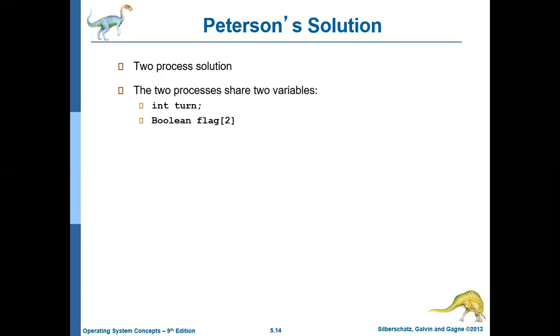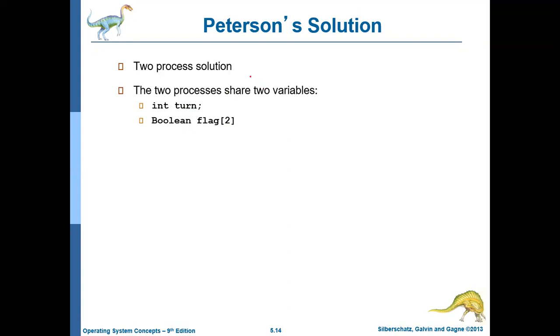Turn is of type integer. So turn contains the value of whose turn it is. In the previous case also we discussed an algorithm with a variable turn. There we had only one variable, turn. Here we have two variables, one is turn, the other one is flag.